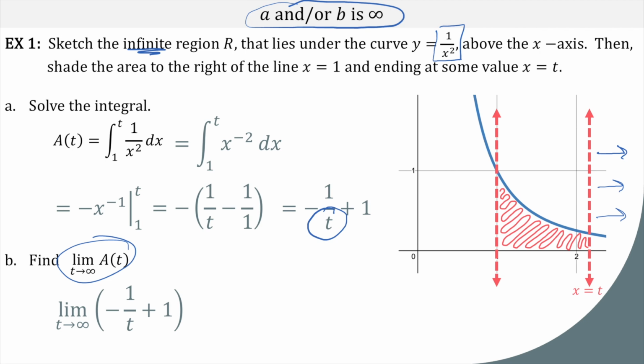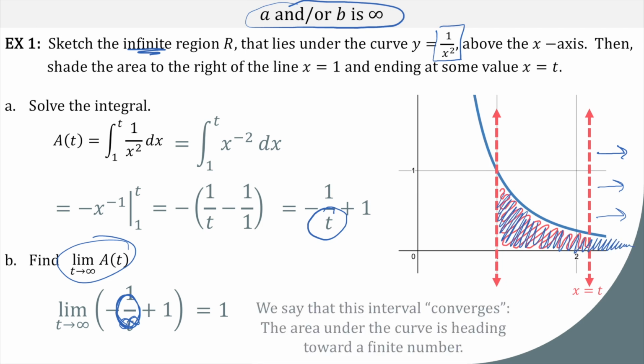So we'll take the limit as t approaches infinity of negative 1 over t plus 1. As the bottom here gets really, really big, this whole thing goes to 0. And so we just get 1. So even though this graph continues to grow, the area under the curve is approaching 1. We say that this integral converges. The area under the curve is heading towards a finite number.